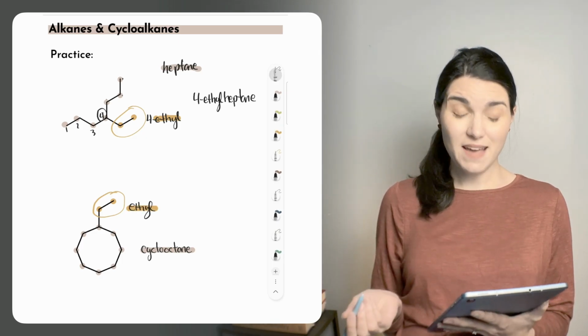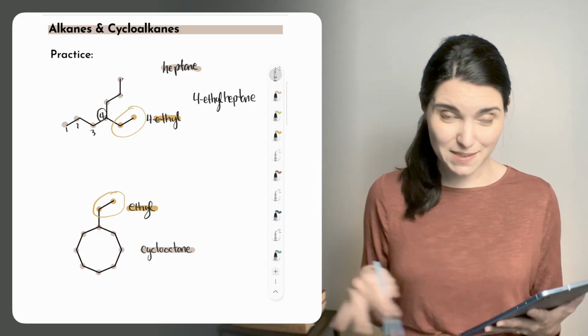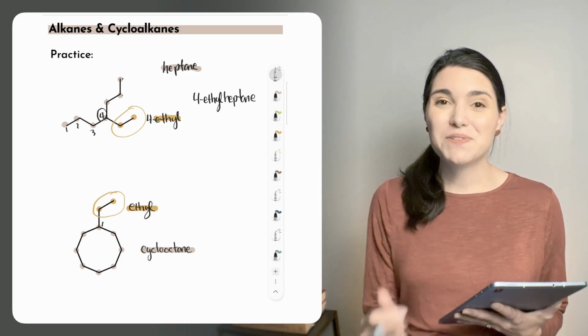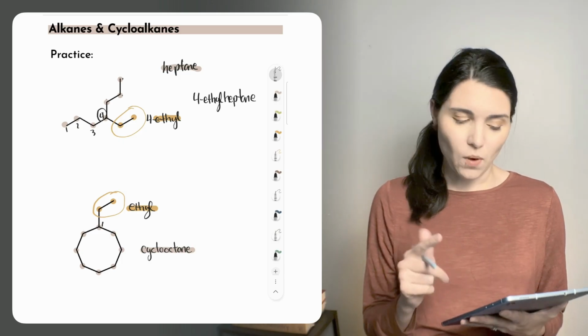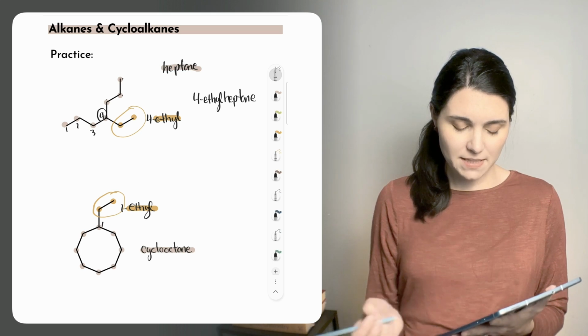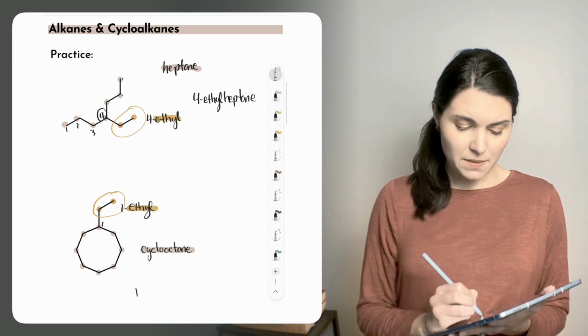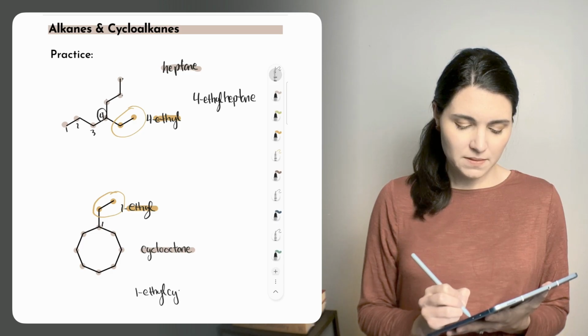And the locant, the address of the ethyl group. So what do we do? How do we number a ring? Because a ring is a big circle, right? When you just have one substituent on a ring, you can choose that locant to be 1. So this will be a 1-ethyl substituent. So this will be 1-ethylcyclooctane.